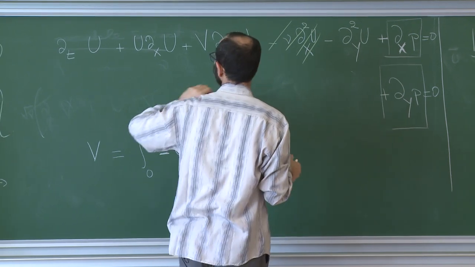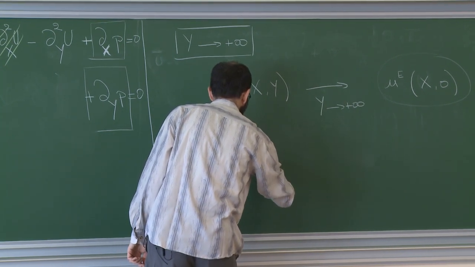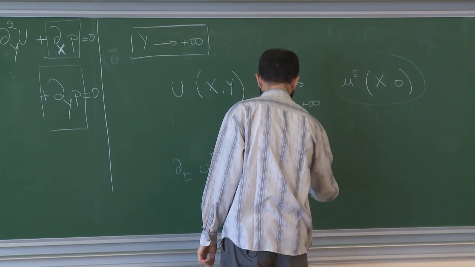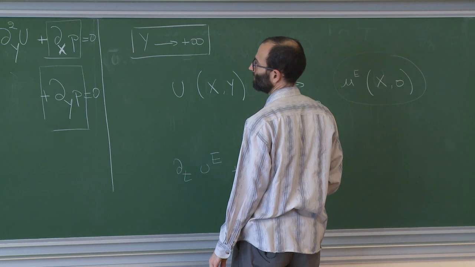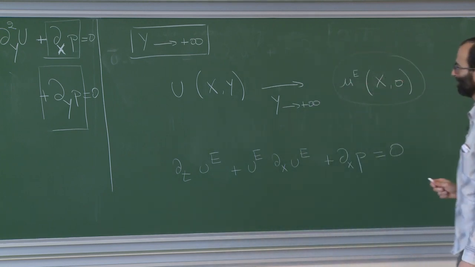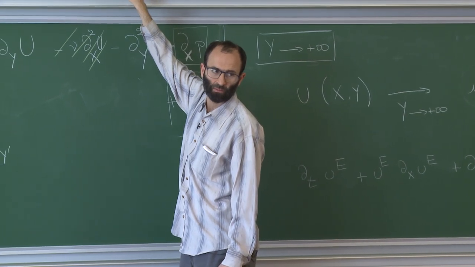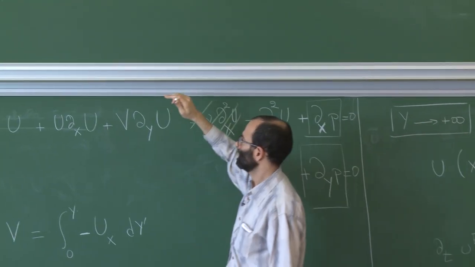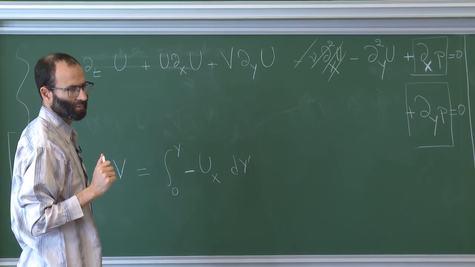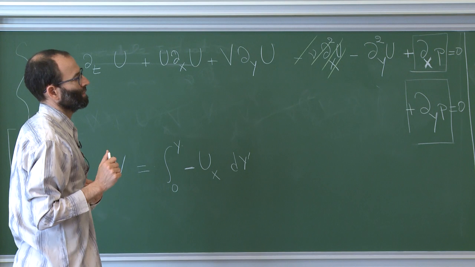These terms drop, and what you end up with is this. I mean, this corresponds to taking the equation and sending y to infinity. I can send y to infinity in this equation, and that's the equation that you get for the pressure. You assume that when you send y to infinity, you have some kind of limit at the formal level, and you are just taking the limit.